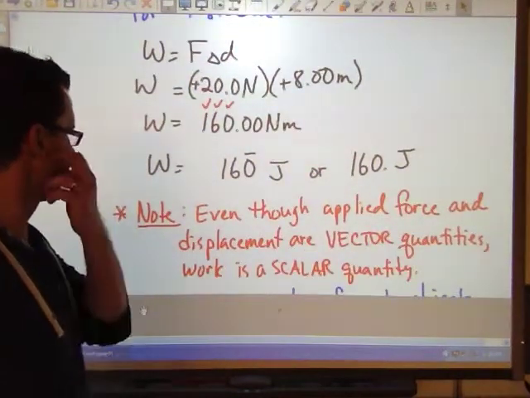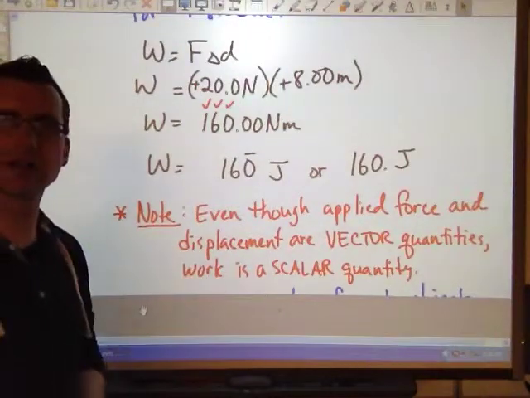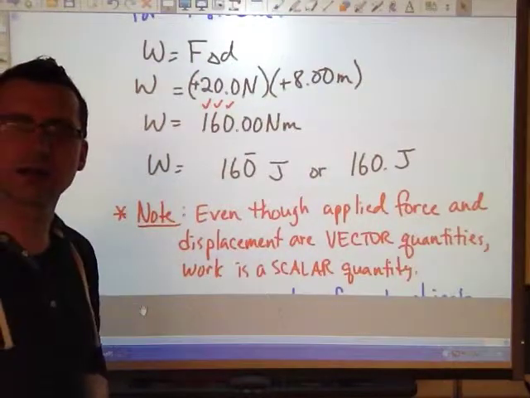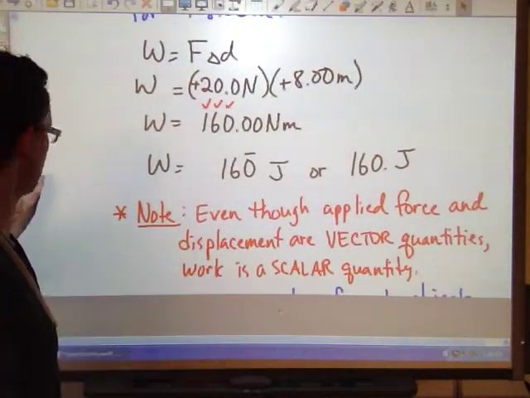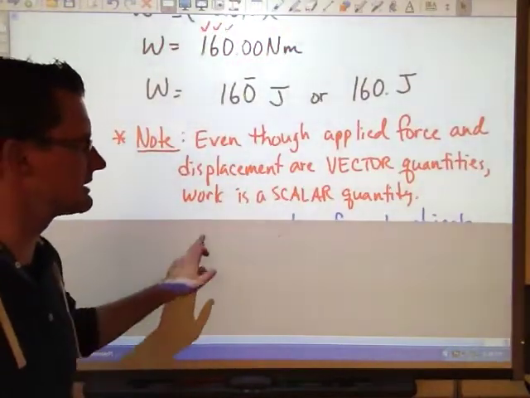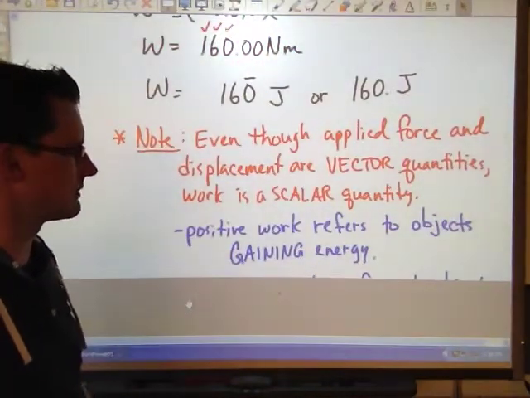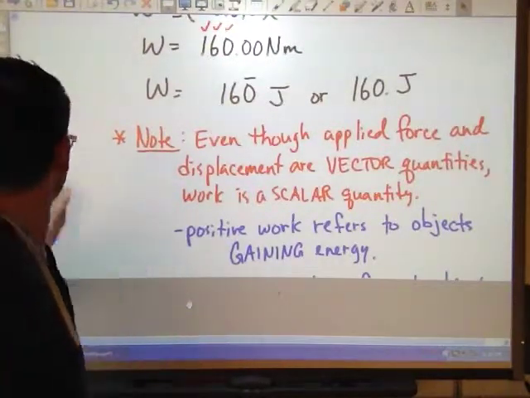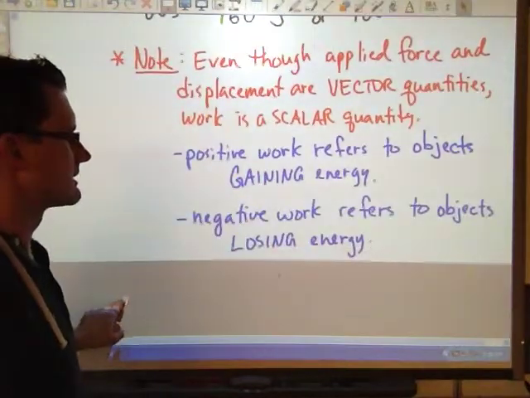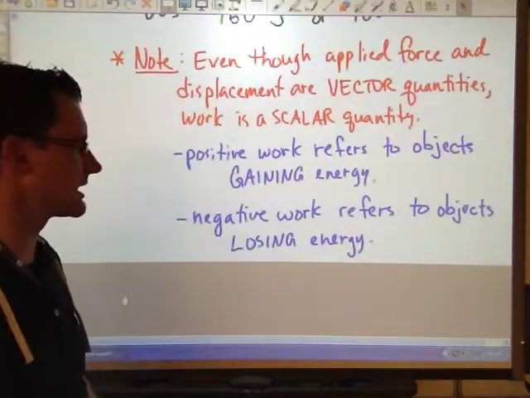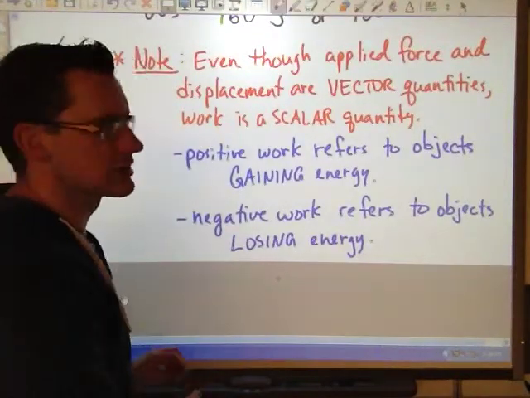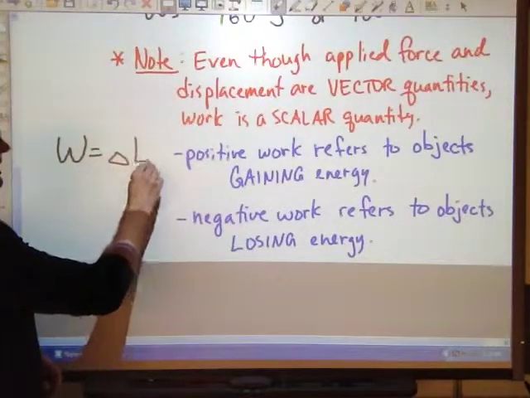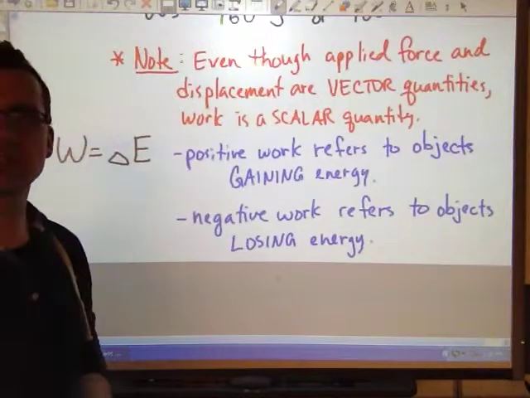Now, interestingly here, even though the force and the displacement are vector quantities, they're direction dependent, work is actually a scalar quantity. And yet we can have positive and negative work, but they mean something slightly different in this case. If we're doing positive work to an object, that object is actually gaining energy, whereas if it's negative work, that object is losing energy. So that kind of brings another interesting thing into play here, is that work done on an object is equal to the change in energy that happens to that object.